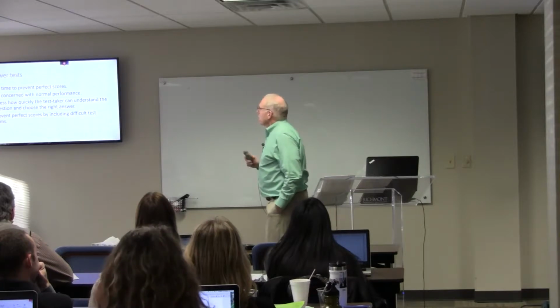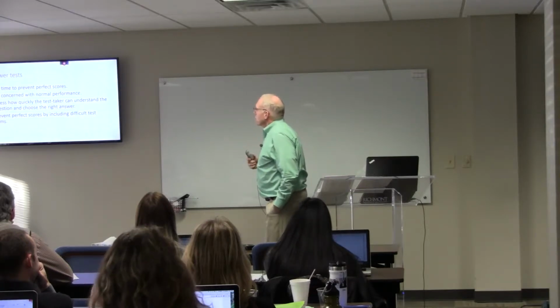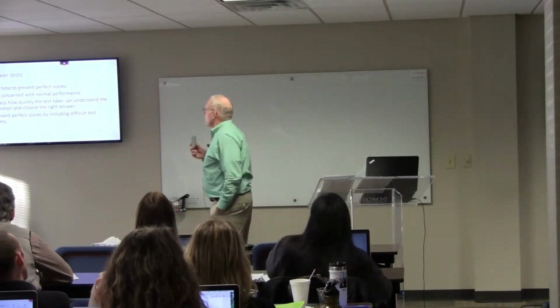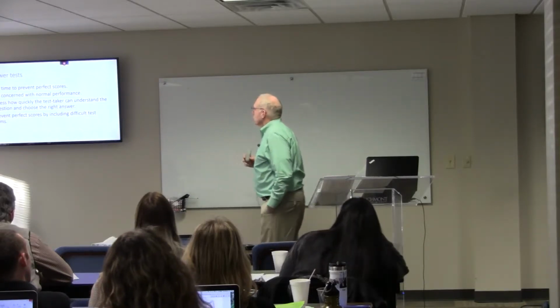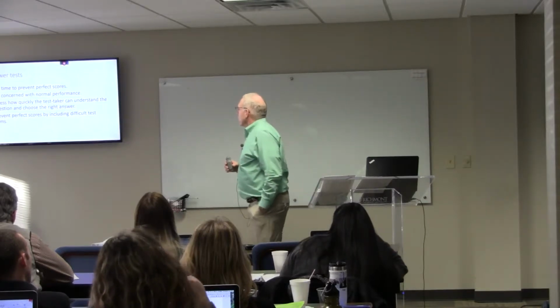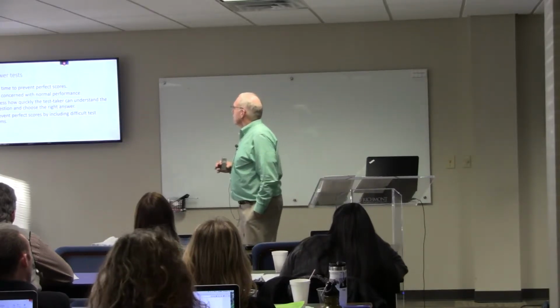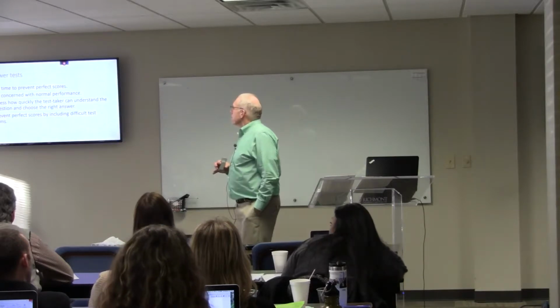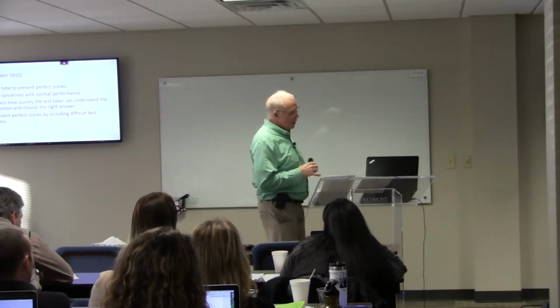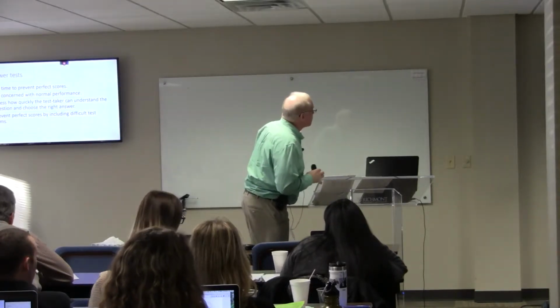A, use time to prevent perfect scores. B, are concerned with normal performance. C, assess how quickly a test taker can understand the question and choose the right answer. D, prevents perfect scores by including difficult items. D. What do you think? D. Yeah, the correct answer is D.